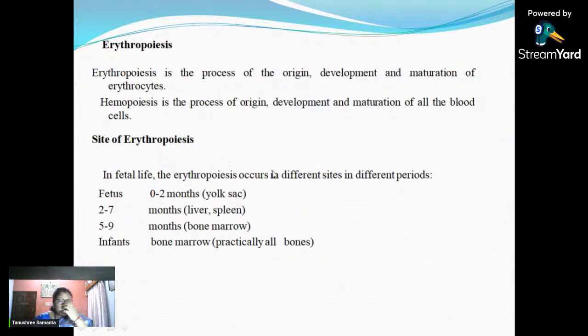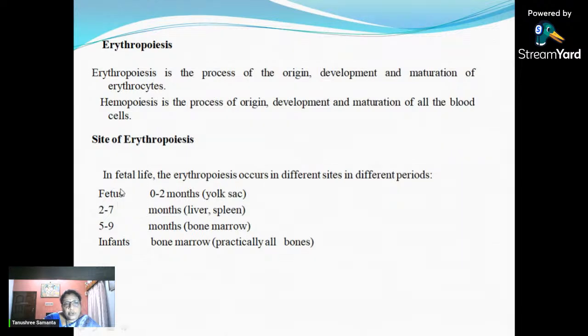We were talking about erythrocytes, that is RBCs, and this is the method by which the RBCs are produced, that is erythropoiesis. Hemopoiesis is the process of origin, development, and maturation of all blood cells. And erythropoiesis is the process which discusses the origin, development, and maturation of the erythrocytes. The site for erythropoiesis, in case of fetal life, differs in different periods.